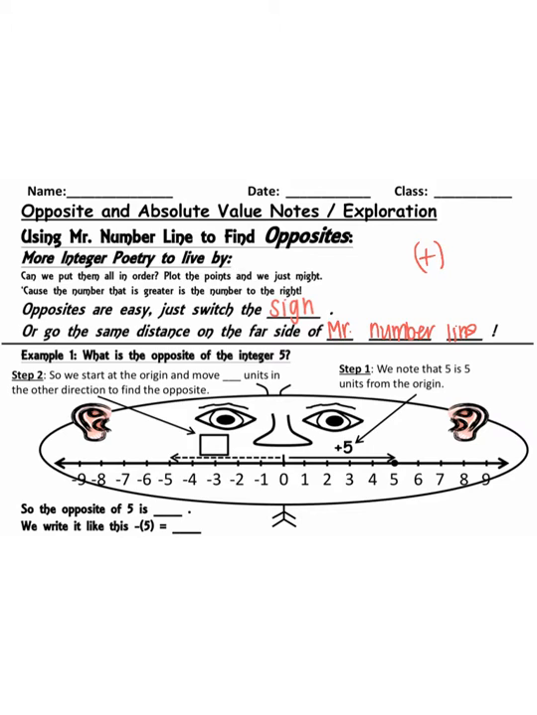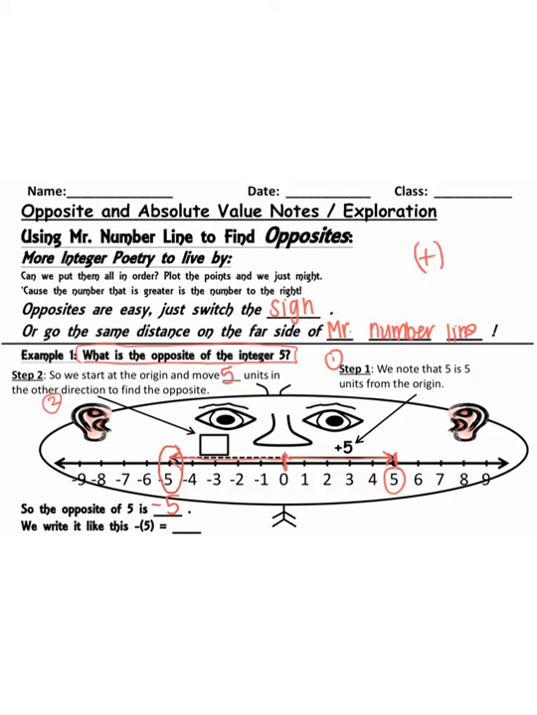So let's look at this example. It says, what is the opposite of the integer 5? And we're going to go through these steps. Step 1, we note that 5 is 5 units from the origin. Remember, the origin is 0. 5 is 5 places to the right of 0 at positive 5. So step number 2, we know that if we start at the origin and move 5 places to the left, 5 units in the other direction, that will find the opposite right there at negative 5. Therefore, the opposite of 5 is negative 5.